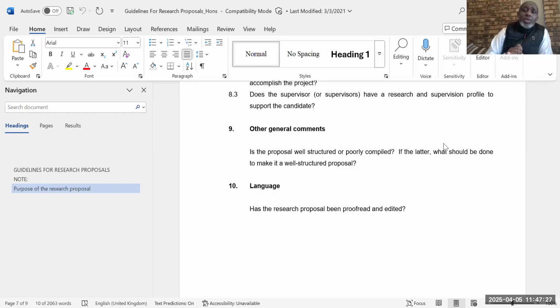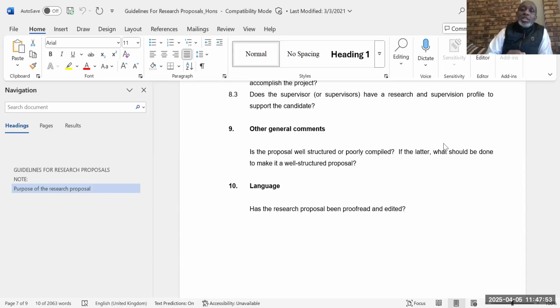Your objectives and your aims, also one paragraph. Methodology, because you want to be a little bit brief, this could be maybe one or two paragraphs. Your problem statement should be one paragraph. Then the next maybe half a page or so will be your references.